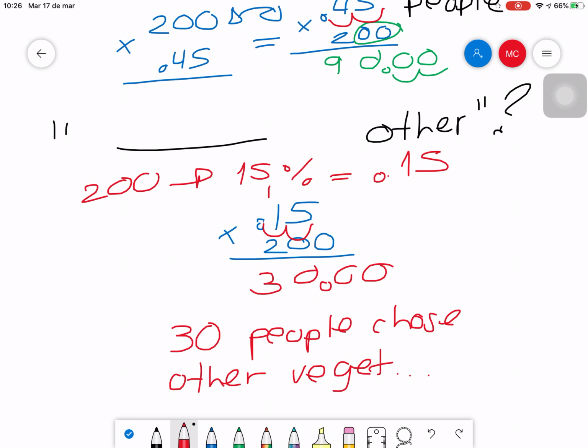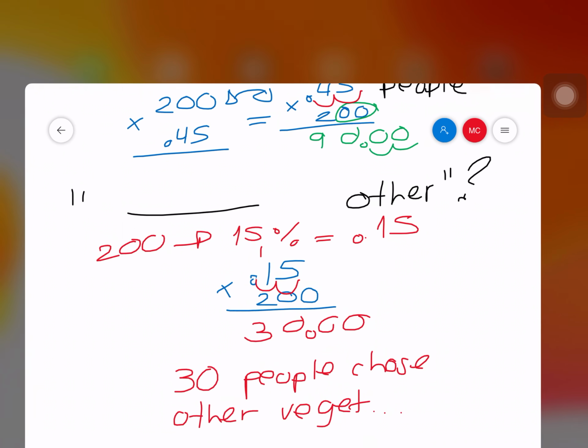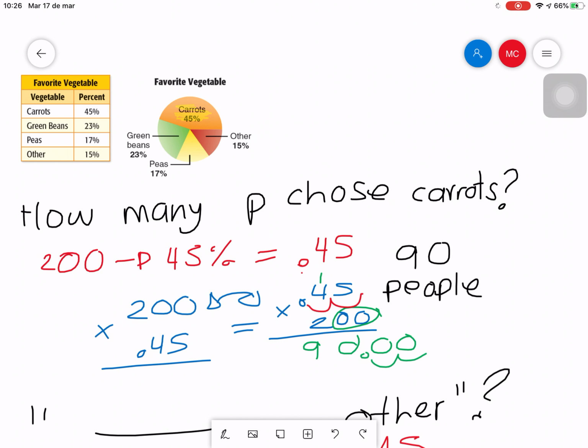That is the way you're going to find the amount of something, depending on if you have it as a percentage or as a fraction. Now let's see it as a fraction. I'm going to cut the video and I'm going to upload another one.